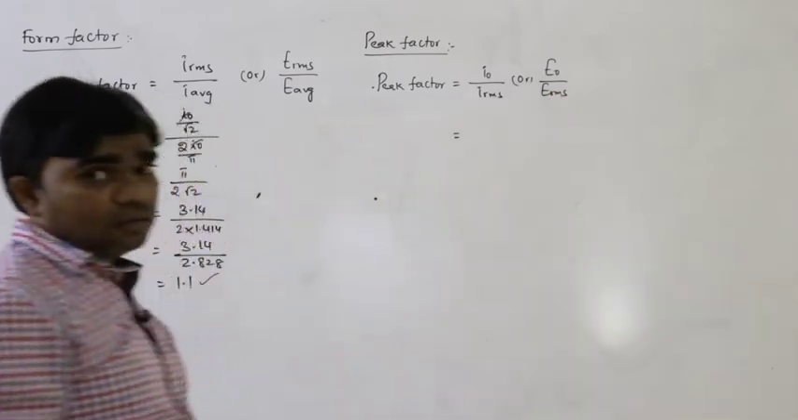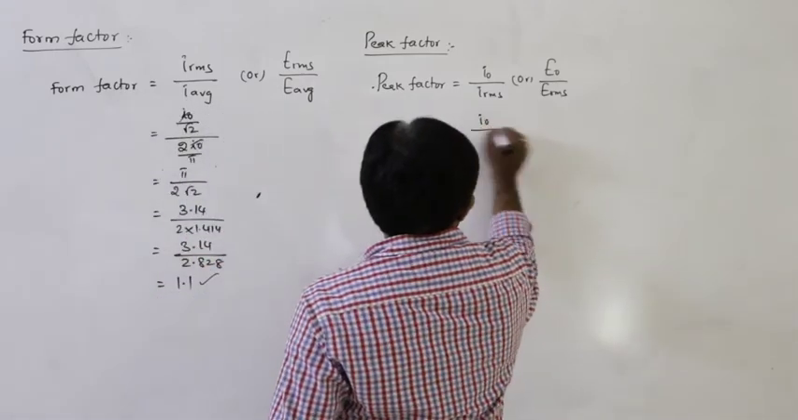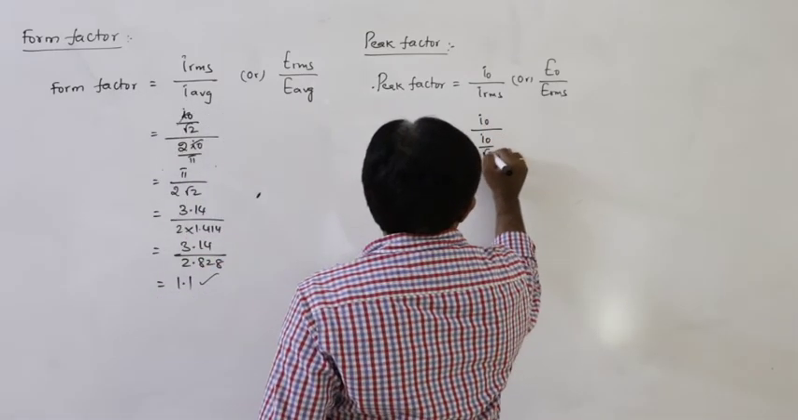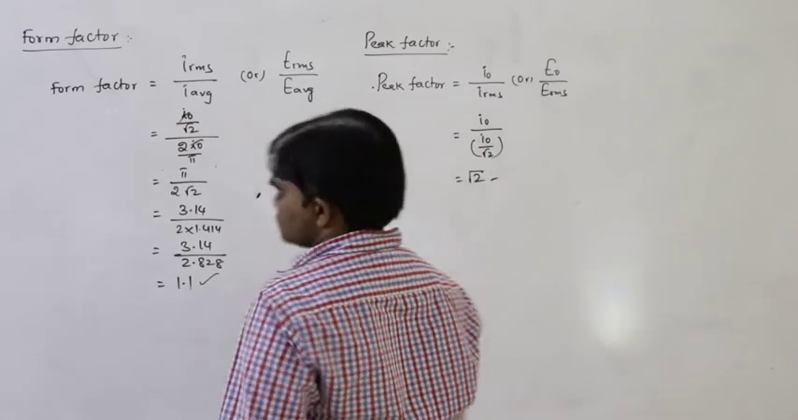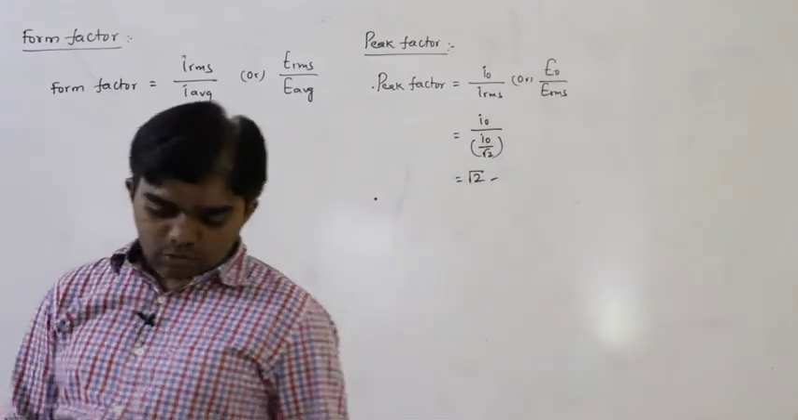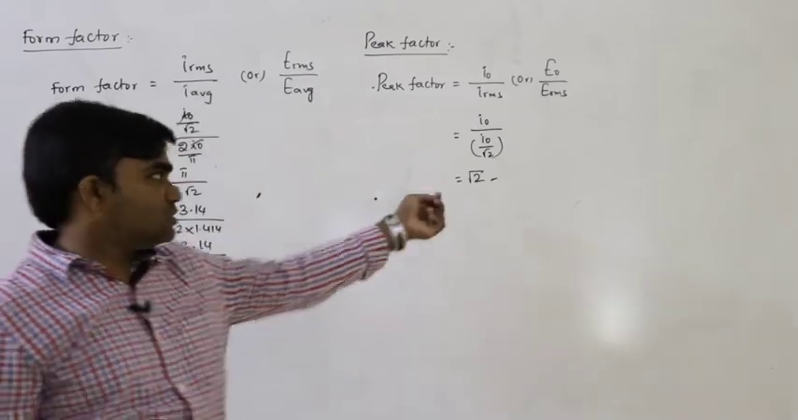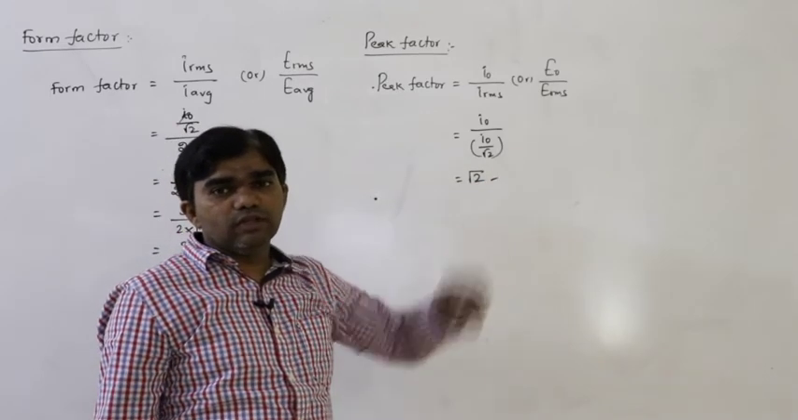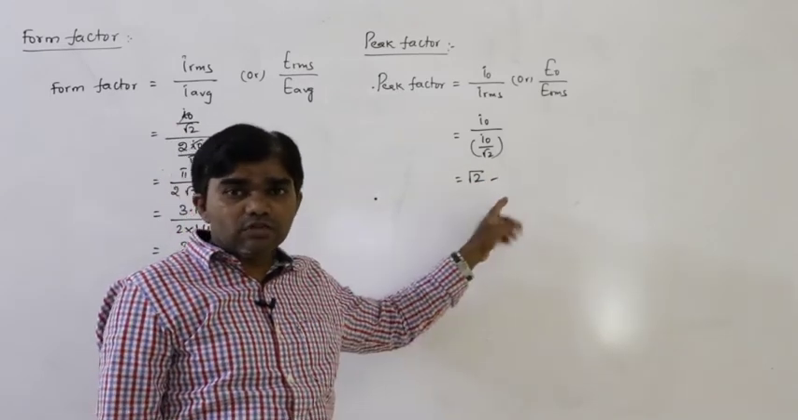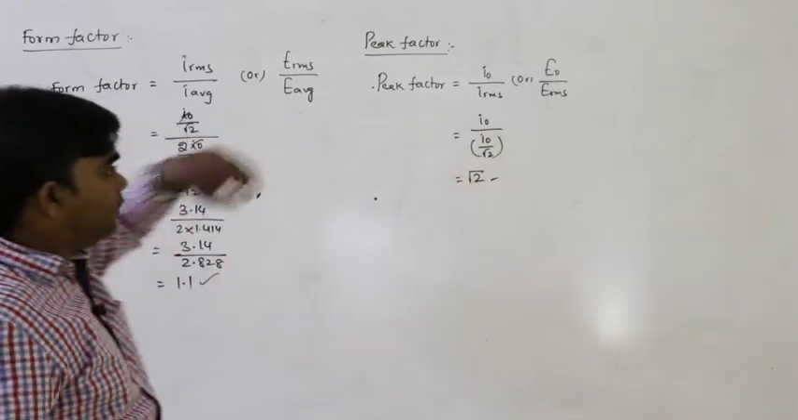I naught by IRMS or E naught by ERMS. I naught by IRMS can be written as I naught by root 2, so that is equal to root 2. That is the peak factor. So what is the difference between RMS and peak value? It is root 2. Peak value is root 2 times the RMS, or RMS is equal to 1 by root 2 times the peak value. So that is the peak factor.